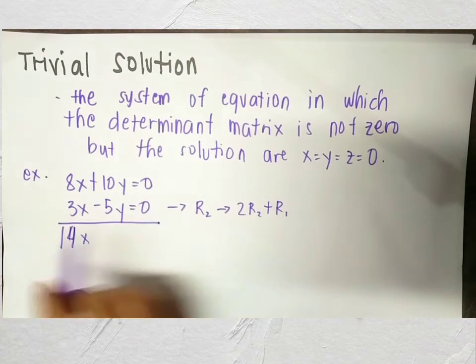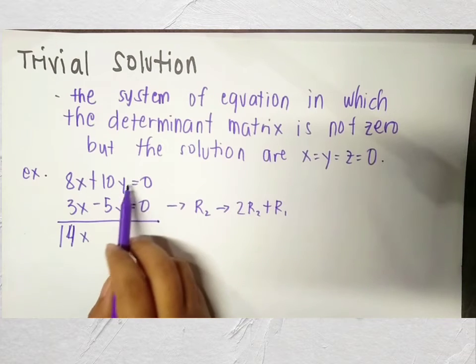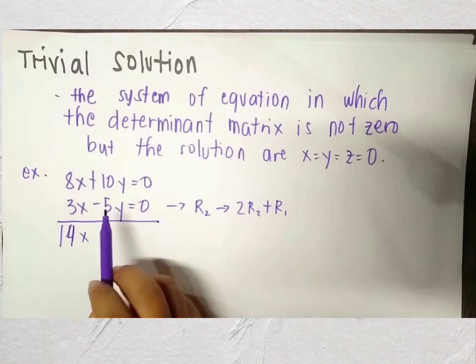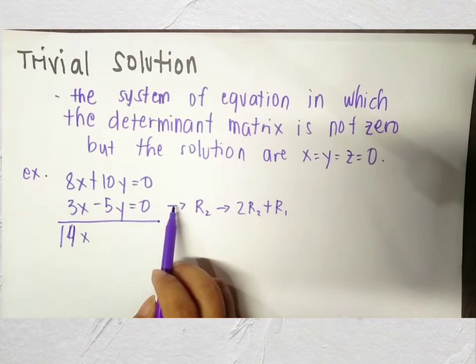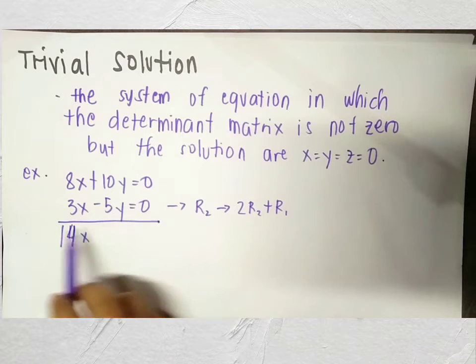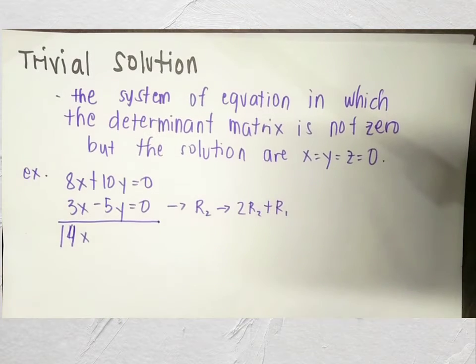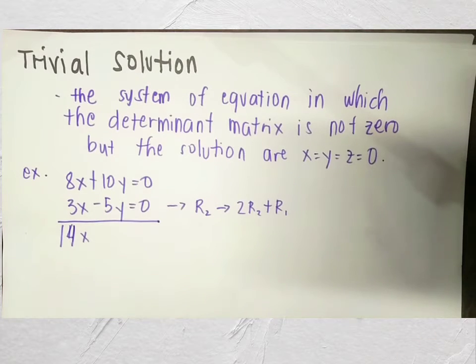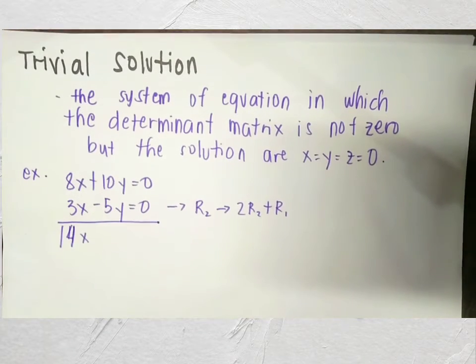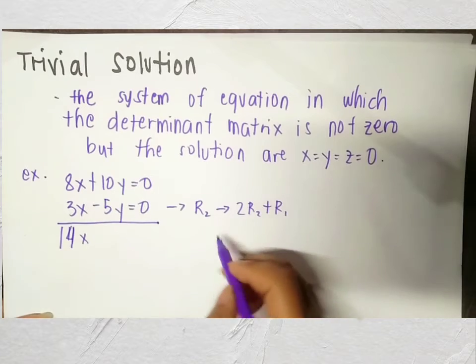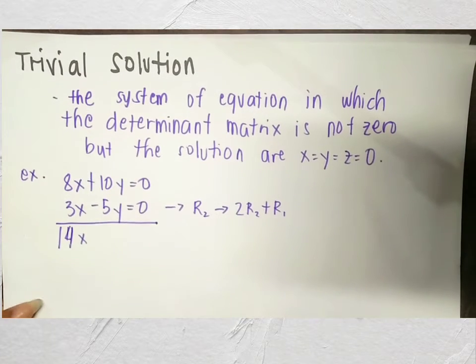Let's try this. For example, 8x plus 10y is equals to 0, and 3x minus 5y is equals to 0. So, ito muna gamitin natin. Huwag muna tayo gumamit ng augmented dahil ang trivial solution is a solution that is obvious and easy to find. And, yan. We will use pa rin naman yung reducing.